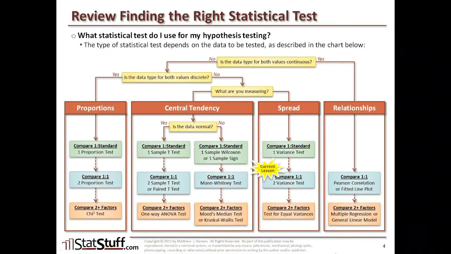All right, now let's review again the chart for finding the right statistical test and where the two-variance test fits into all this. We'll refer again to the drill down for where we want to find the right statistical test. In this case, we have a continuous value and we want to measure spread or variation from within that continuous value.